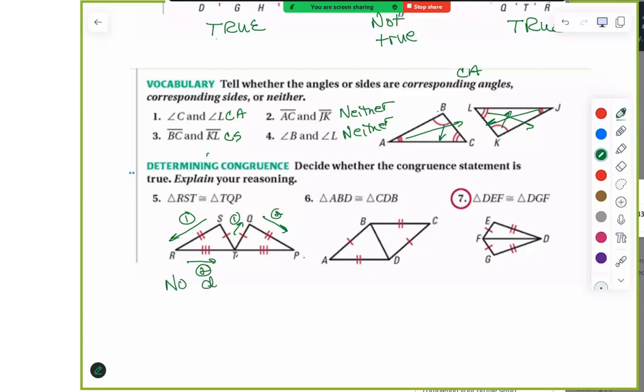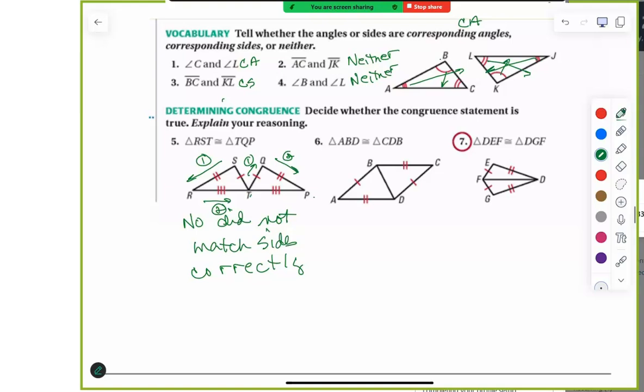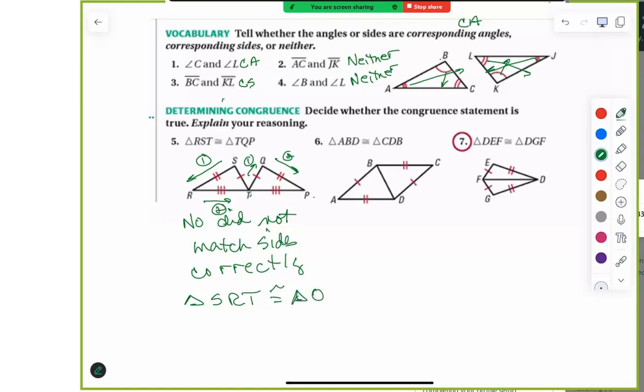So no, I would say they did not match sides correctly. So could you have done it correctly? Yes. If I would have said triangle SRT is congruent to triangle QPT, that would have done it. So this is true.